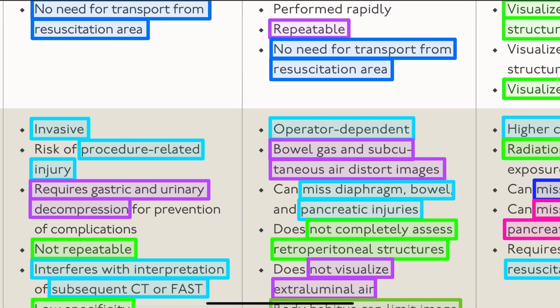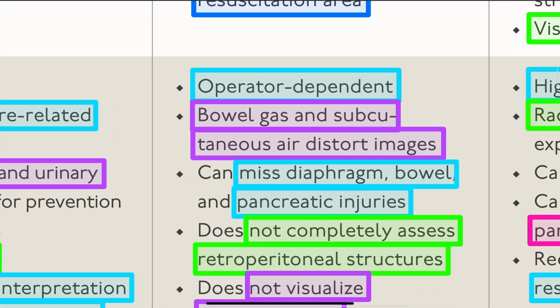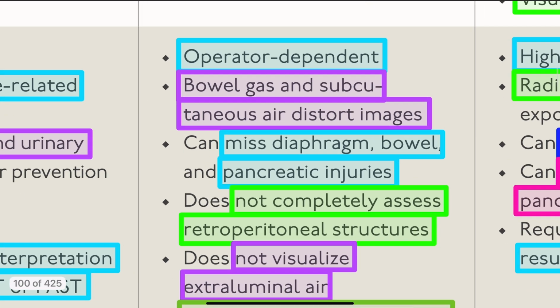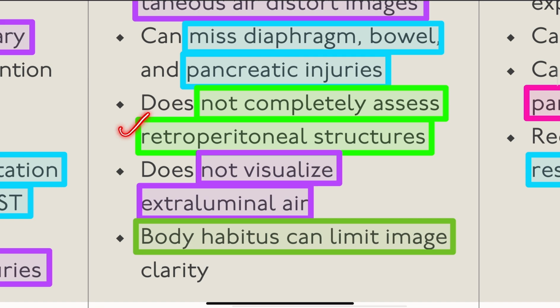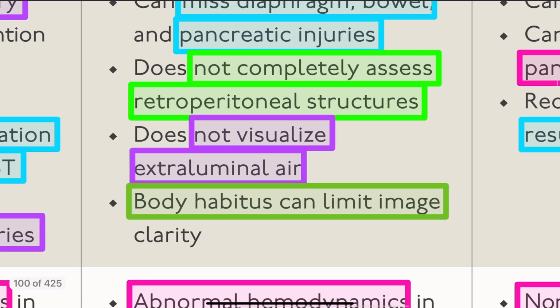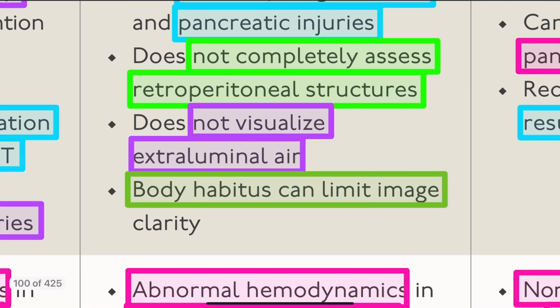But the disadvantages are: it's operator dependent, and bowel gas and subcutaneous air distort the image. You can miss diaphragm, bowel and pancreatic injury. It does not completely assess the retroperitoneal structures, it cannot assess deep structures, and does not visualize extraluminal air. And body habitus can limit the image clarity.